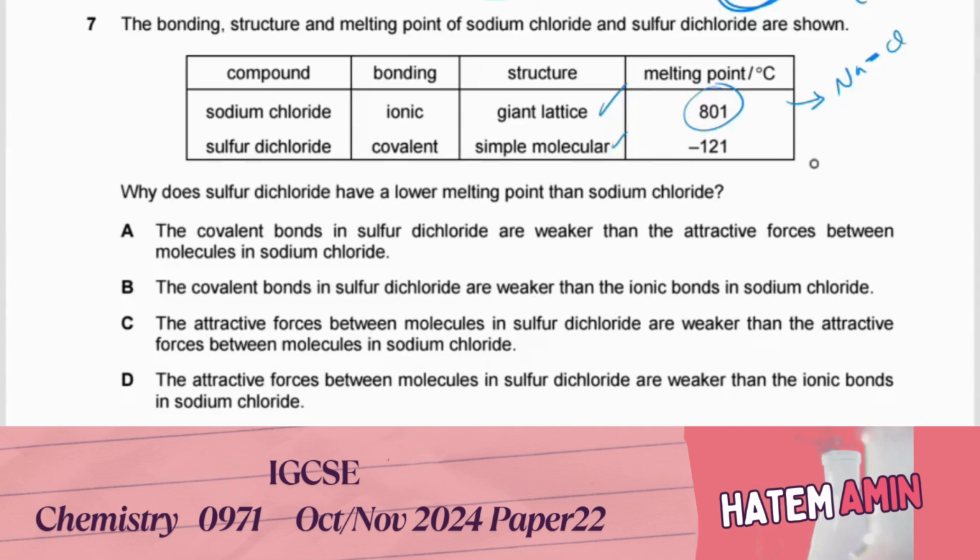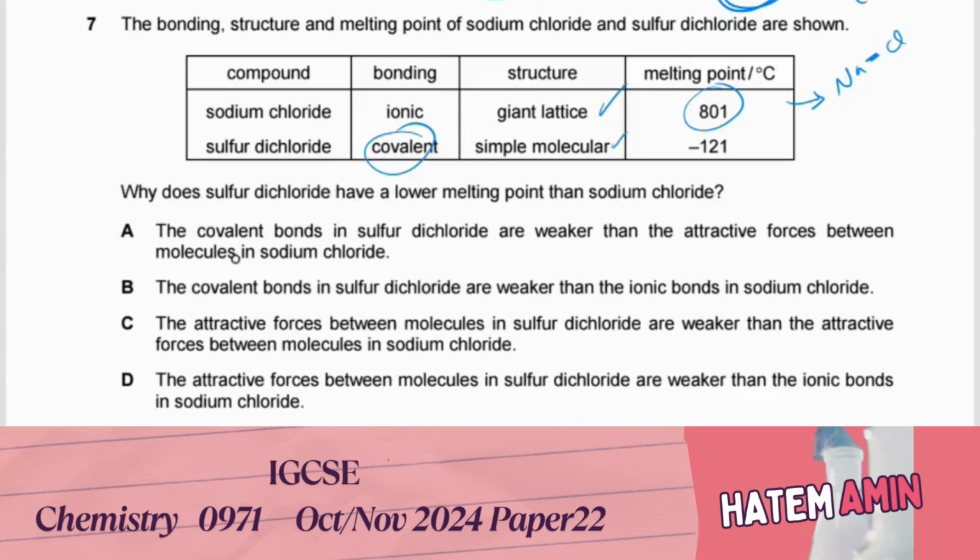So the melting point for that one, which is covalent, is low, as the forces between the molecules in sulfur dichloride, which are van der Waals forces, are very weak. So the melting point for sulfur dichloride should be low. So which option is correct according to this explanation?